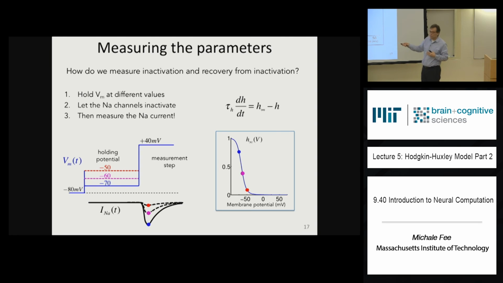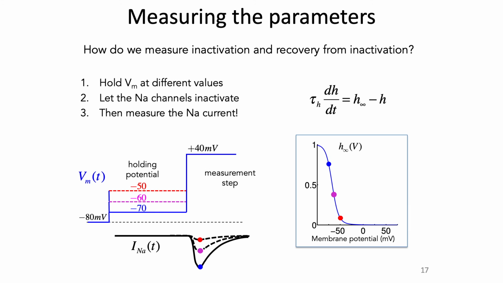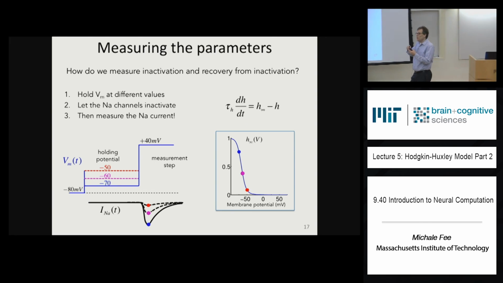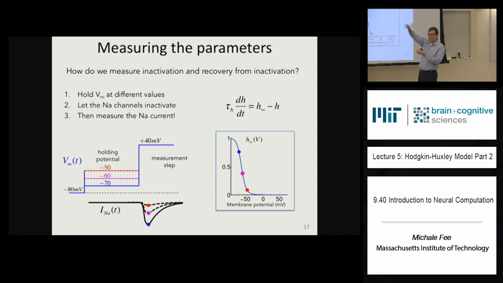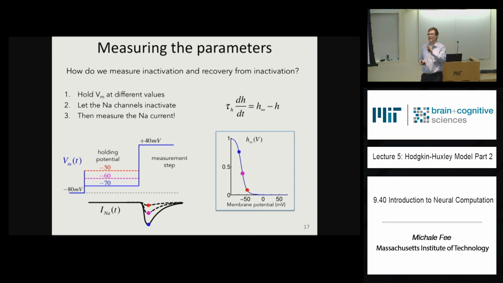And so now when you step the voltage up, turn on M, you're going to get a much smaller current. Okay? And so if you just plot the current size as a function of this holding potential, you can see that H is big for low voltages and goes to 0 for higher voltages. And what this means is that when a cell spikes, that voltage goes up and H starts falling, and many of the sodium channels in the cell become inactivated.